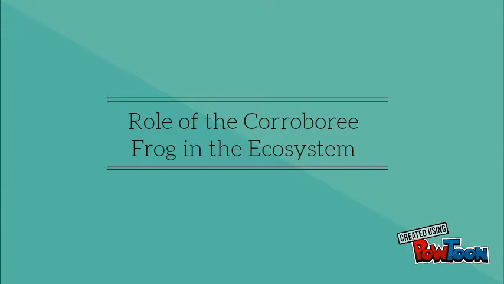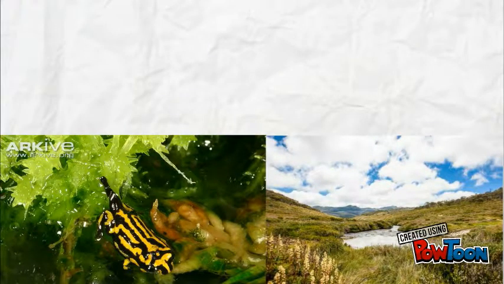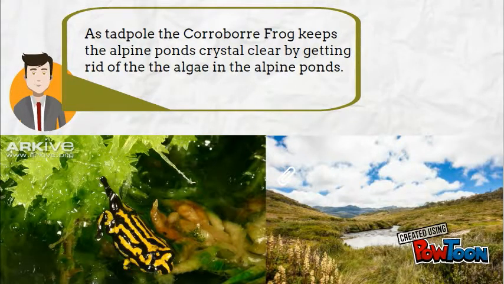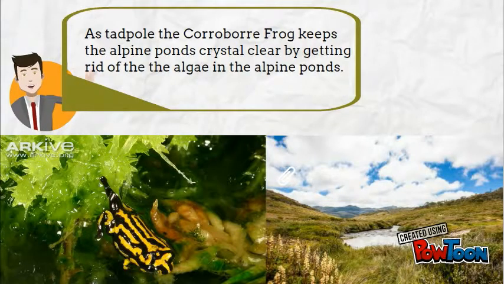Role of the corroboree frog in the ecosystem. Corroboree frogs contribute to the clearness and the cleanness of the alpine ecosystem, which they live in. As tiny tadpoles, they keep the alpine ponds crystal clear by removing the algae from the ponds by eating it, keeping the ponds from getting overgrown with algae.